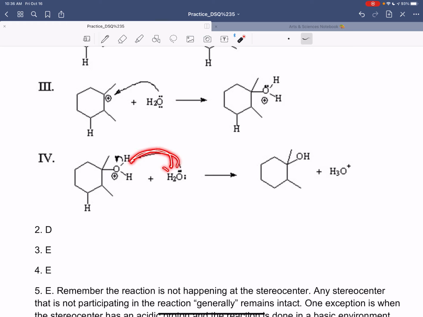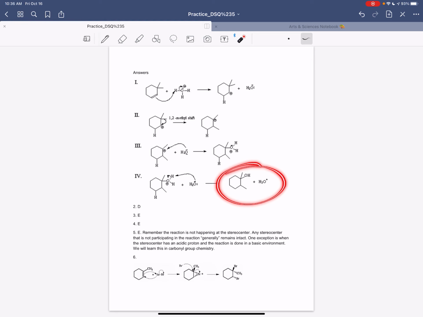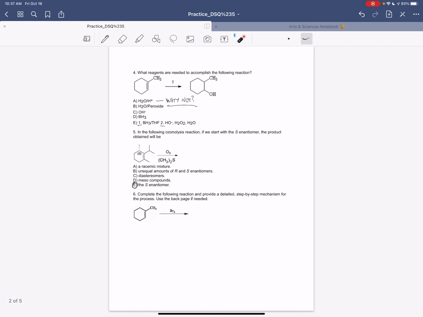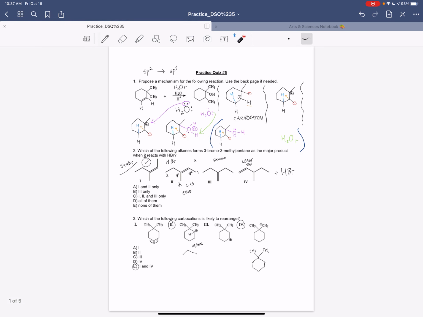Slingshotting a hydrogen, bringing a hydrogen back. That's why we get H3O plus. Electrons collapse into the oxygen, and that's why we get this product. So this is number one.